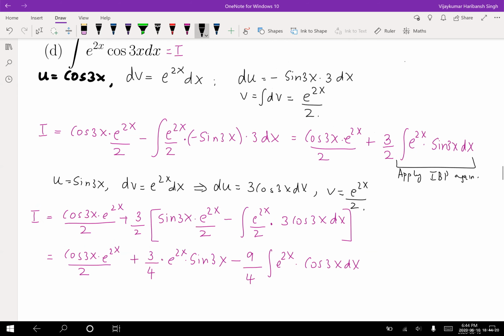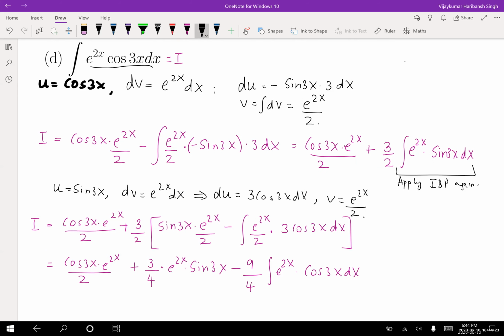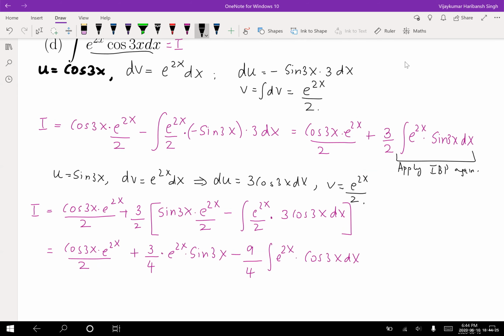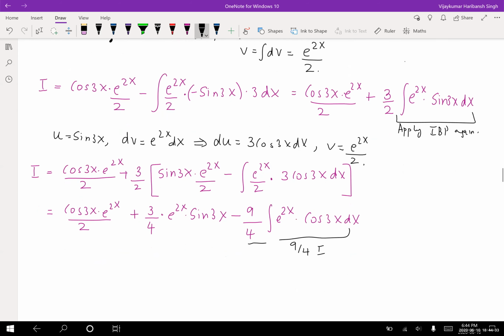Now note that this was the integral you started with, isn't it? So what do you get? This is same as 9 by 4 I. So bring this on the other side. So you will get I plus 9 by 4 I, which is same as what? 13 by 4 I is equal to cos of 3x e to the power 2x divided by 2 plus 3 by 4 e to the power 2x sine 3x.